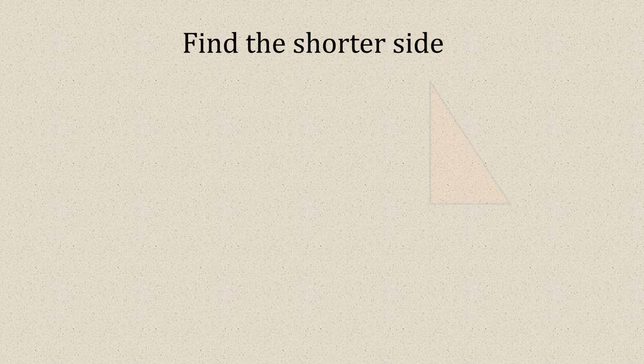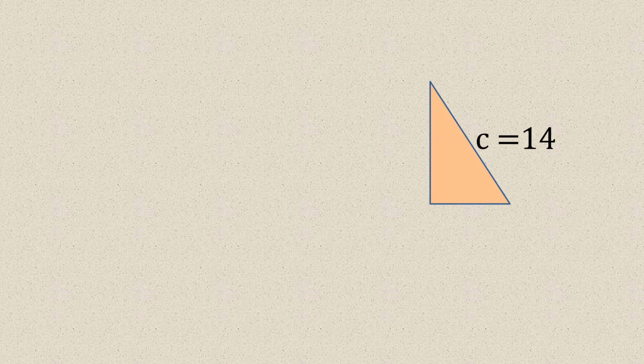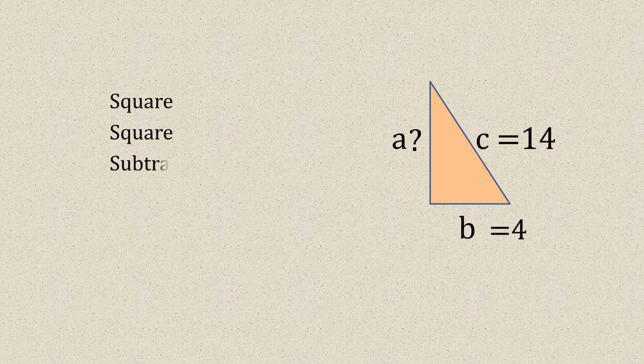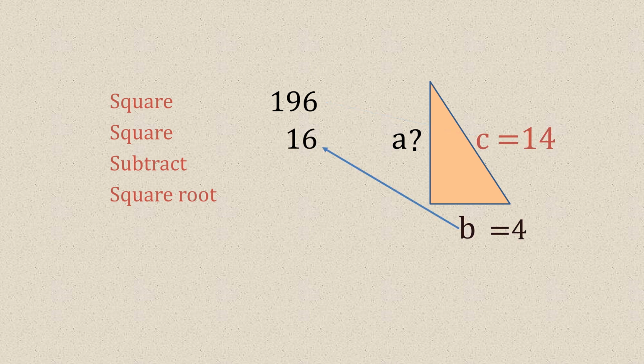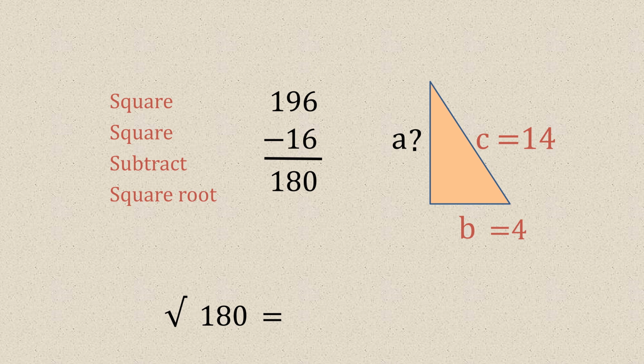You may need to find the shorter side of the right angled triangle, so what you need to remember here: square, square, subtract, square root. So we can't square a, that's what we're looking for, so we square c, gives us 196. We square b, gives us 16. So now we take 16 away from 196, subtract that, that gives us 180. So we'd use our calculator, square root button 180 gives us 13.4 to 1 decimal place.